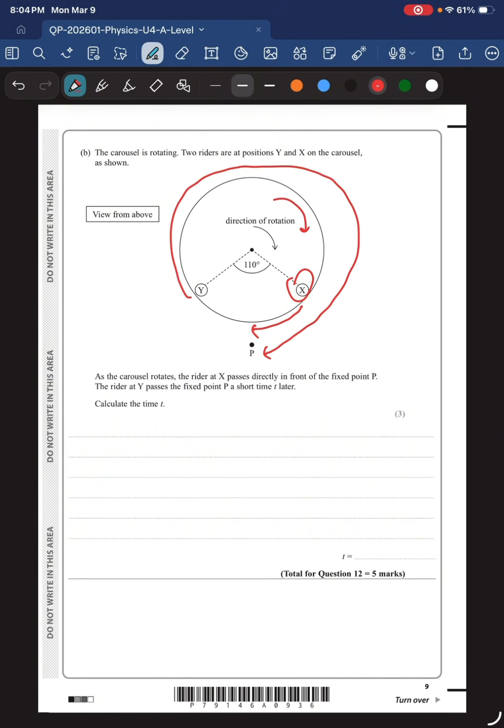So you can immediately see that delta phi, the change in angle, is going to be 360 minus 110, right? And why? Because it's this part of the circle pretty much. You can see that the difference is this angle. The whole thing is 360, so you have to subtract 110. So this is 250 degrees.